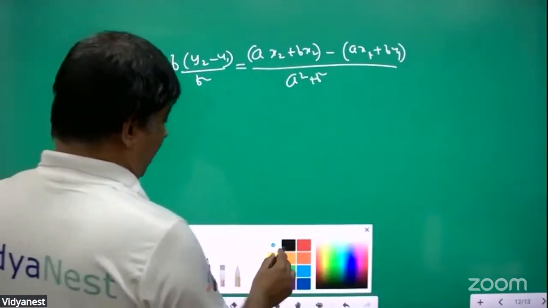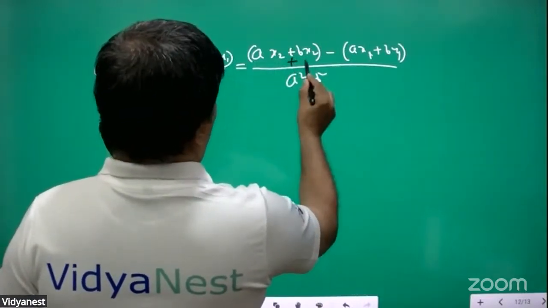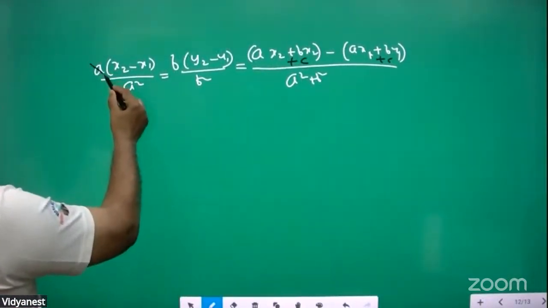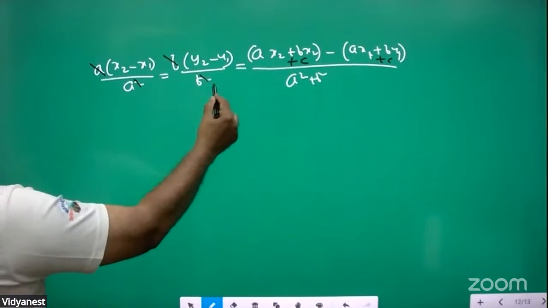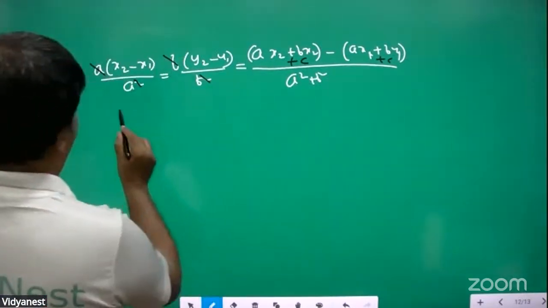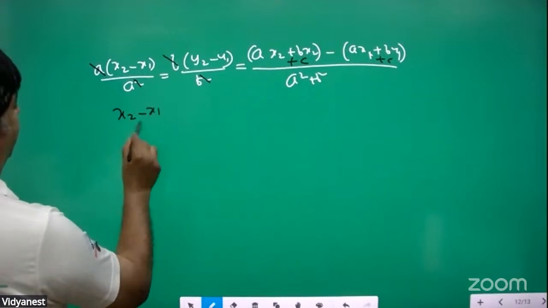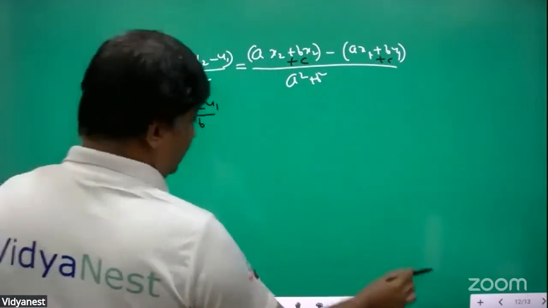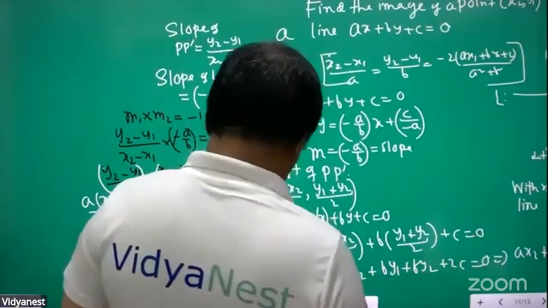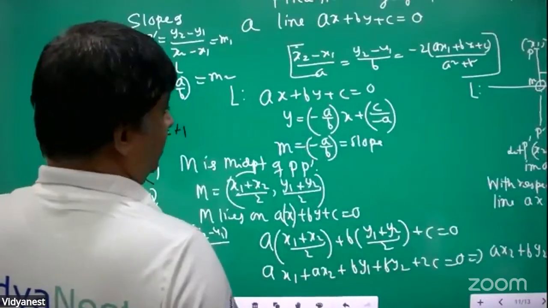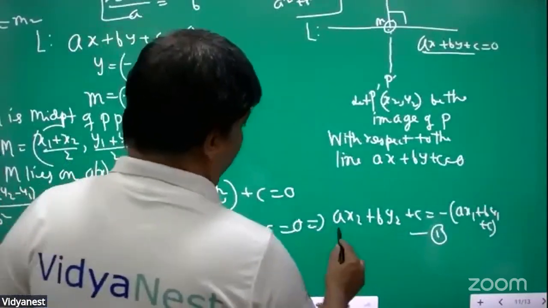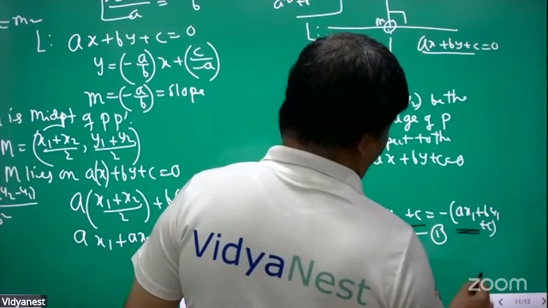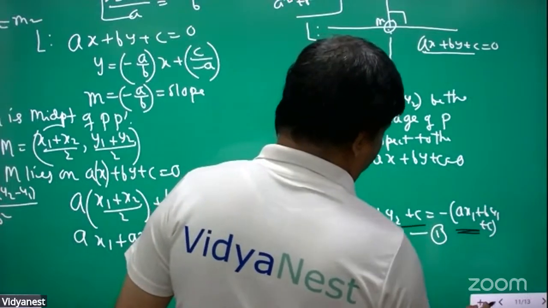Now we have to append a plus c and to balance here plus c. So now you can cut that a and b which you had to introduce extra. So it has become x2 minus x1 by a, y2 minus y1 by b. See, a few minutes back you got this result: ax2 plus by2 plus c is equal to minus ax1 plus by1 plus c.